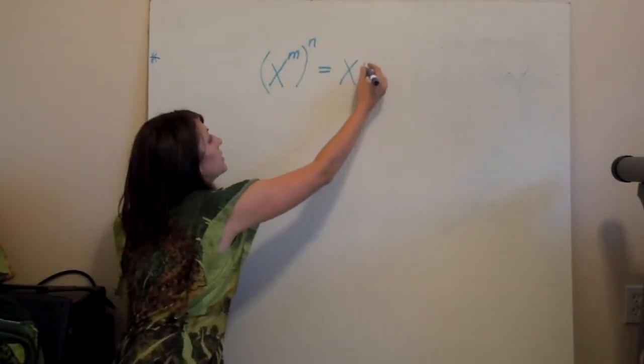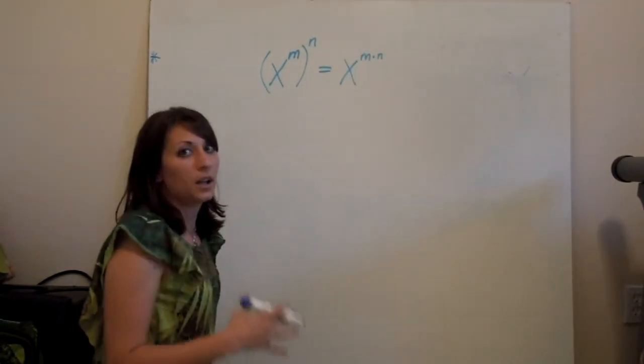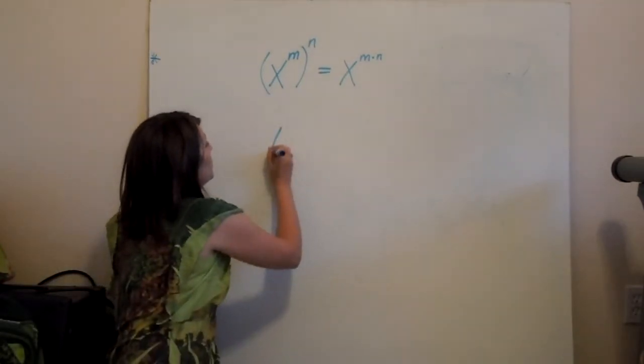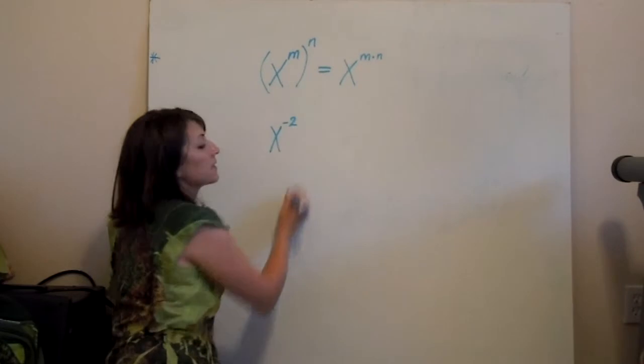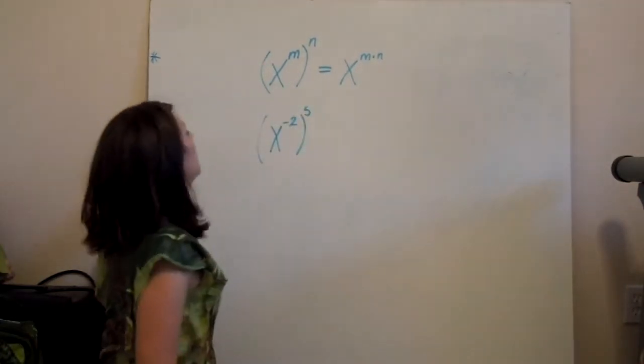The formula for this is just x raised to the m times n. So when an exponent is raised to another exponent, you multiply the exponents together. So say we have x to the negative 2 power raised to the 5th power.